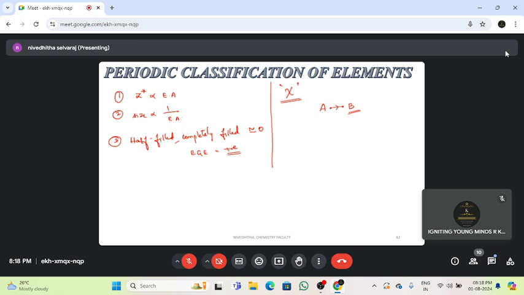So the electrons have to be at the center, right? But since the effective nuclear charge of B is greater than A, what is B doing? It is attracting the electrons towards itself. So the capacity of an atom to attract the shared pair of electrons towards itself is called electronegativity. Is that clear?